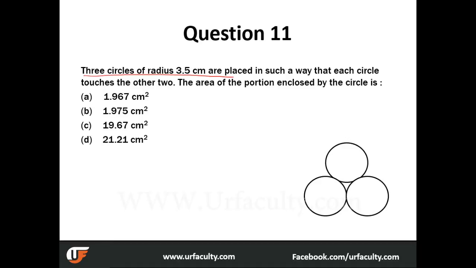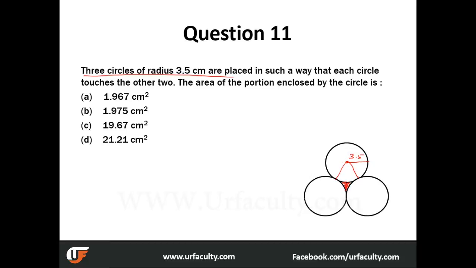And what have they said? They said that the radius is 3.5 centimeter. The area of the portion enclosed by the circles. So we need to find out the area of this portion. So this is what we need to find out now. So how do we find out? To do this, we need to understand the value of this sector, right? Only if we know the value of this sector, we'll be able to separate it out and then finally calculate the answer.